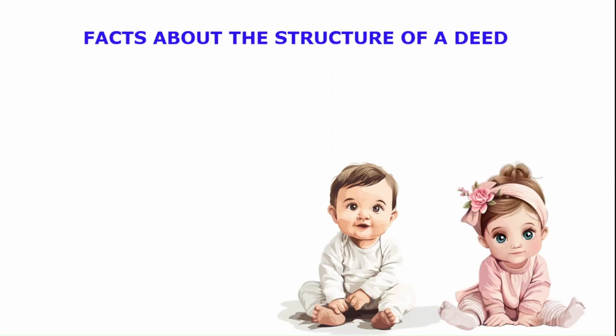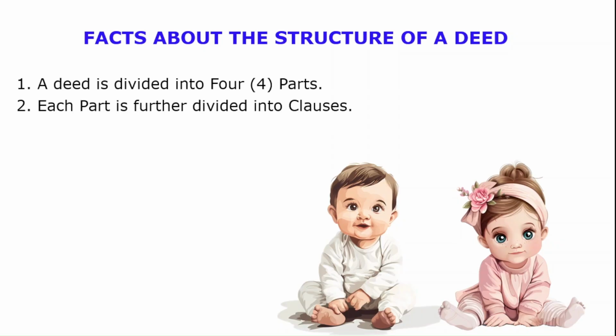So take note that a deed is divided into 4 parts. So that legal document, that is that deed of assignment, deed of gift, that power of attorney, is divided into 4 parts. So if you see it in your MCQ, now you know that the answer is that every example of deed has 4 parts. Furthermore, note that each part is then further divided into clauses, and that each clause has its own function.